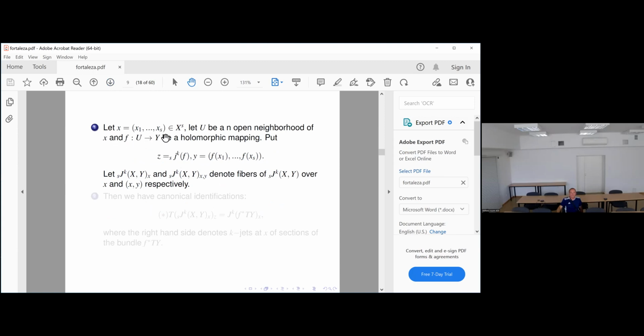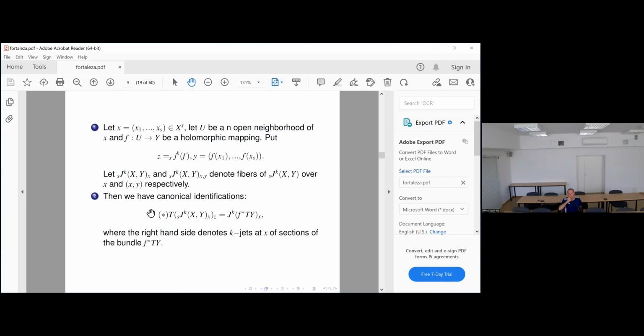And again, we have this mapping. Let x1, ..., xs belong to the space X^s minus delta. Let U be an open neighborhood of x and f a holomorphic mapping. Again, we denote this by z, and y simply the sequence, the composition of values of the mapping. And again, by J^k(X,Y)_x and J^k(X,Y)_{x,y} we denote fibers of this fiber bundle over the point x and the points (x,y) respectively.